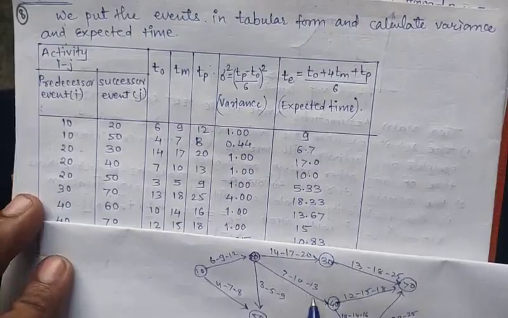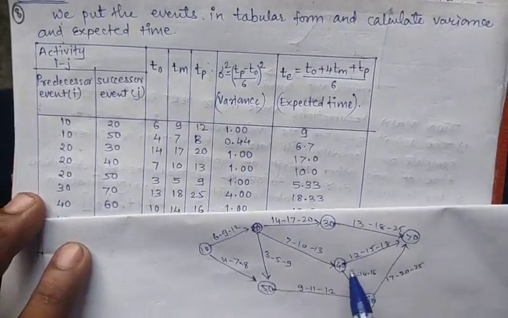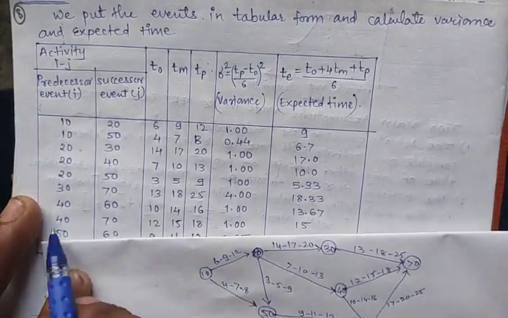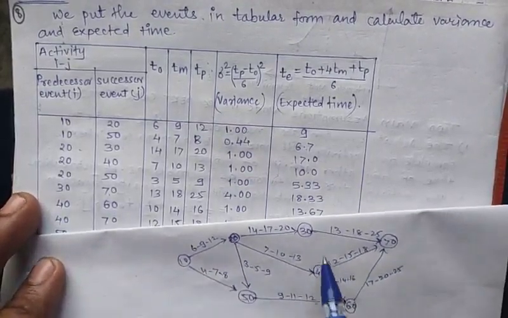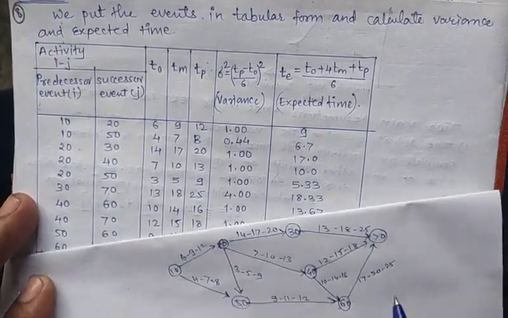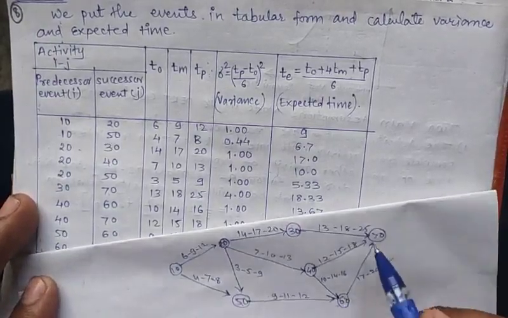Next, in this figure 40 goes to 60 and 70. And last, 50 goes to 60, and 60 goes to 70.